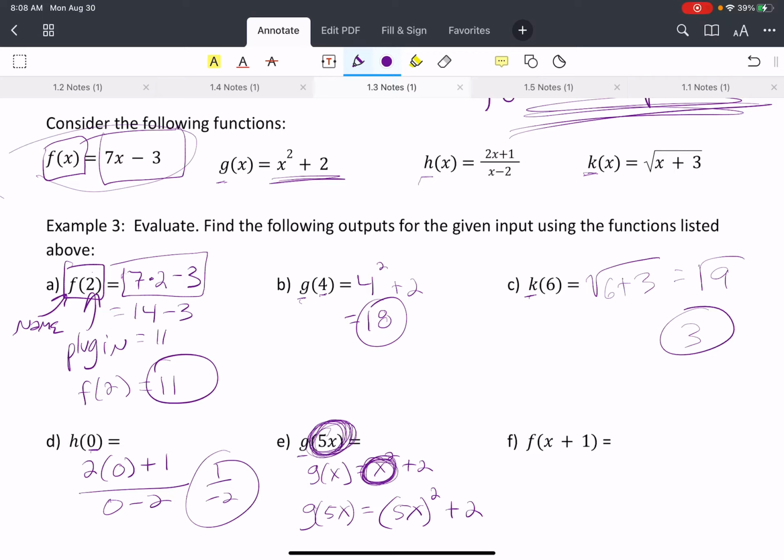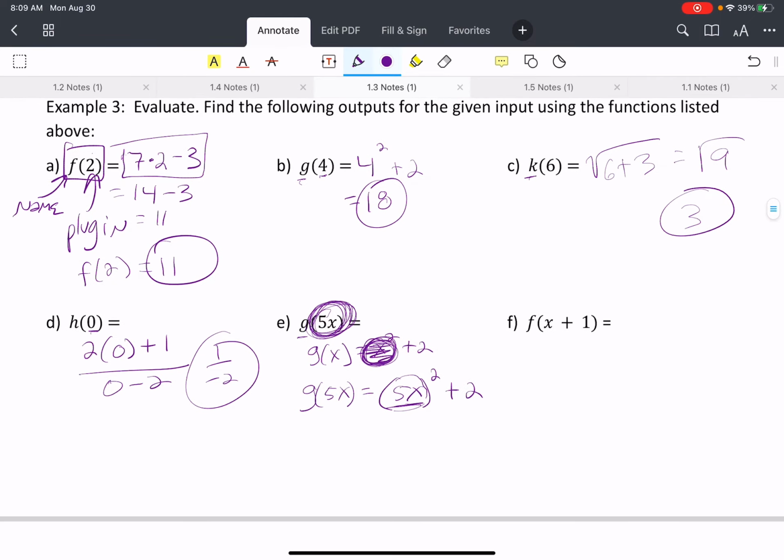So anything inside that input value still is going to replace the x. So it's like I hole punched out the x and I put in 5x. Does that make sense? Okay, now the reason it's important to put it in parentheses is because I want to remember that when I square this, okay, the 5 has to be squared also.